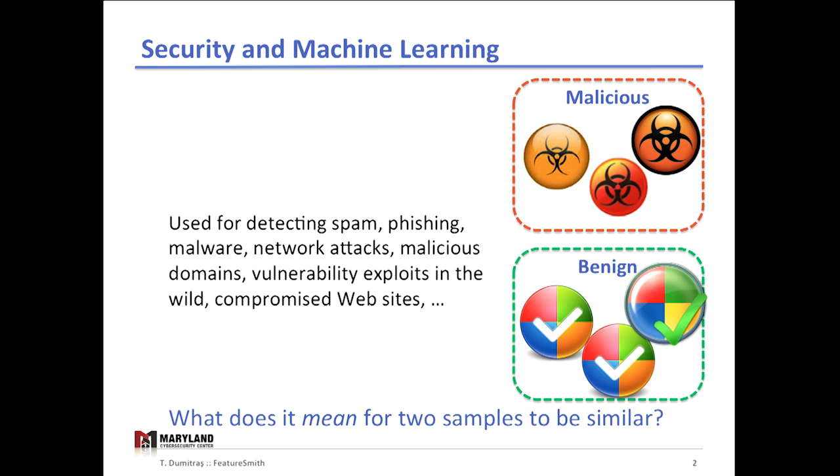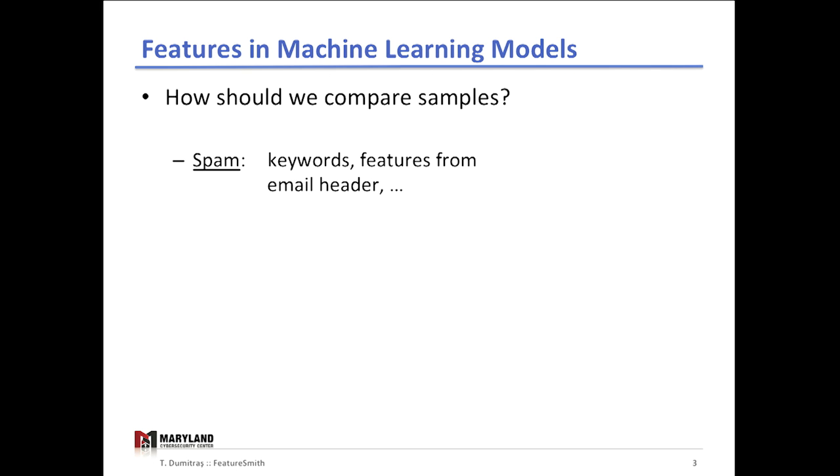And in all these problems, when applying machine learning, the key question is, what does it mean for two samples to be similar? I'll illustrate this to make it clear with two examples. So let's take spam. If we wanted to compare email messages to separate spam from ham, we could look at the words used in the body of the message, or we could look at features extracted from the email header, such as whether the message came from an IP address that is spoofed.